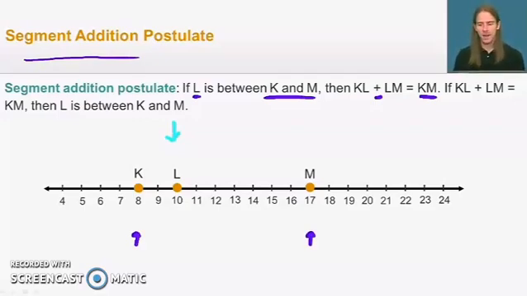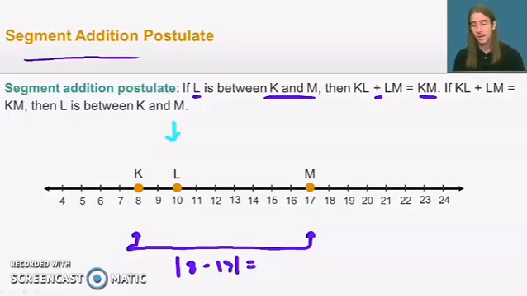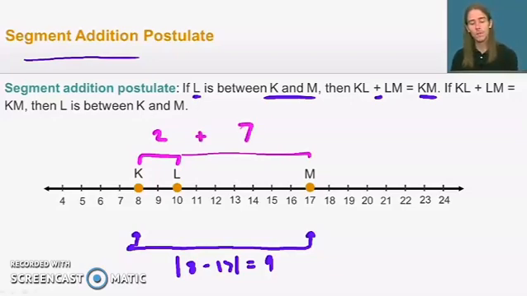If I want to examine this postulate, I could take the length of KM by finding the absolute value of 8 minus 17. I see that that's equal to 9. Now I'm going to compare it to the lengths of these segments, KL and LM. I see that KL has length equal to 2, and LM has length equal to 7. When I sum those up, I get 9.